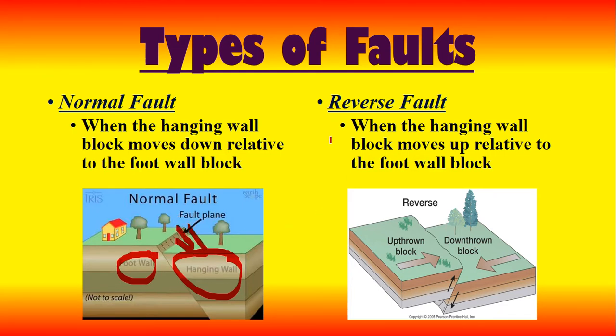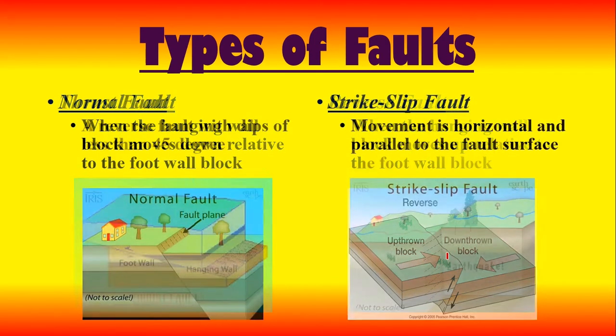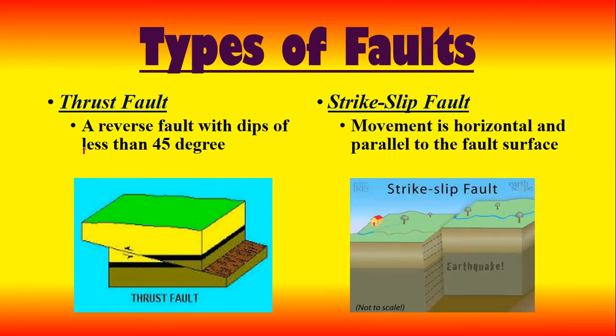A reverse fault is the opposite, when the hanging wall block moves up relative to the footwall block. Here's the hanging wall, here's the footwall, it moves up, and that would be a reverse fault. A thrust fault is a reverse fault, but it's just at less than 45 degrees of angle. And a strike slip fault is the movement when it's horizontal, parallel to the fault surface.